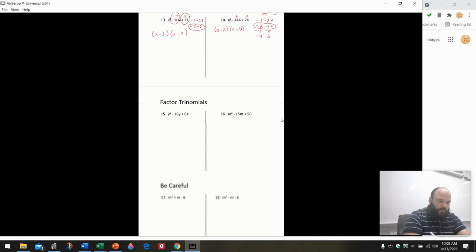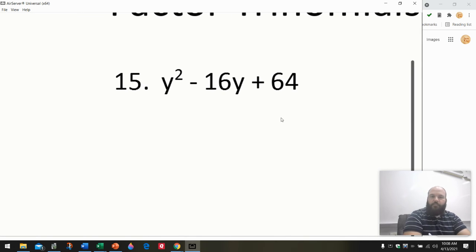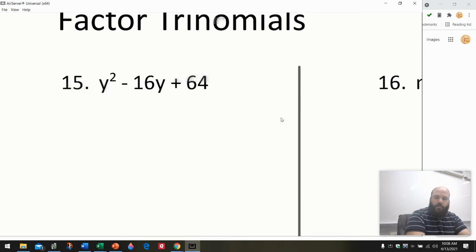I'm going to show you a couple more of these, actually 4 more. Once again, we have a negative for the middle term and a positive for the end term. So both of the numbers will be negative, because they have to add to be negative but multiply to be positive. So for 64, we have 1 and 64, 2 and 32. 3 will not go in because 6 plus 4 is 10, and 10 is not divisible by 3.